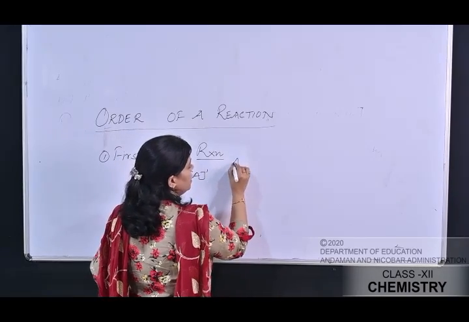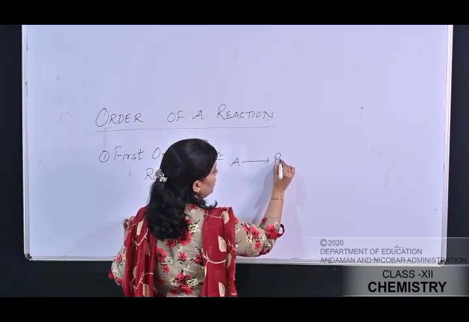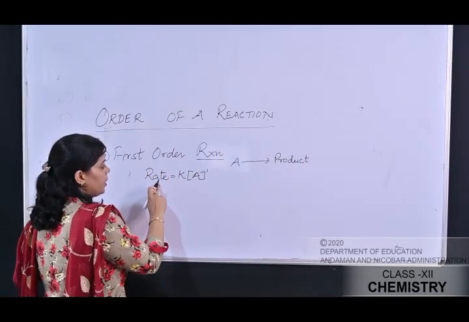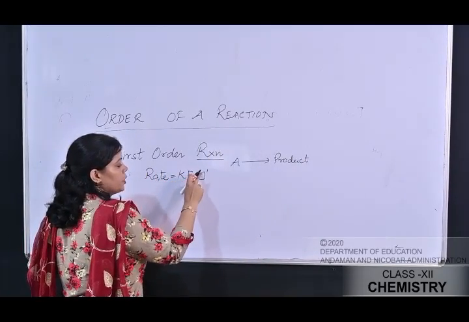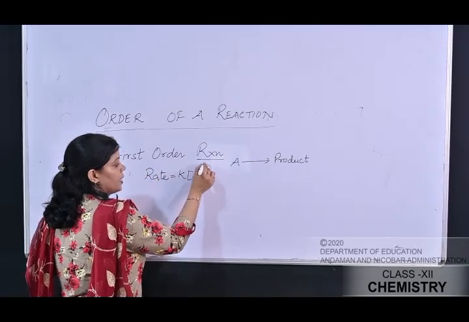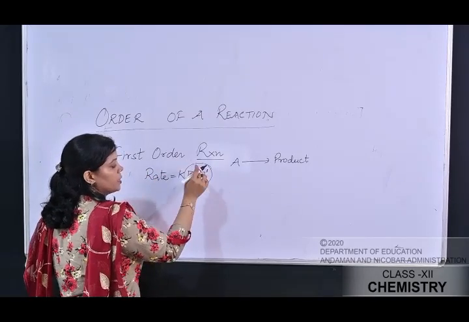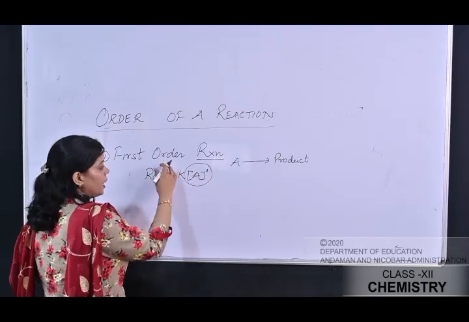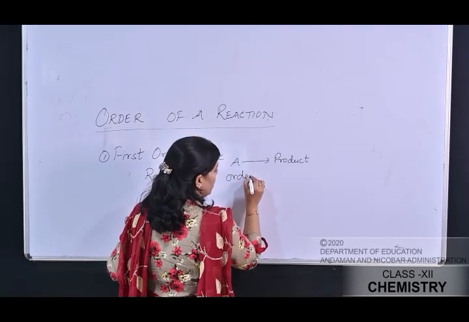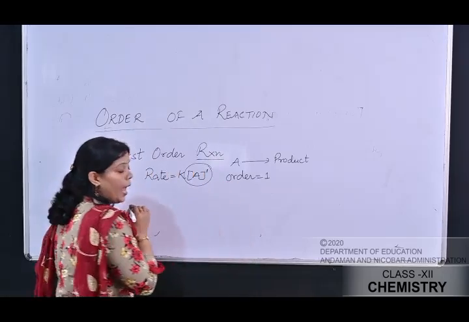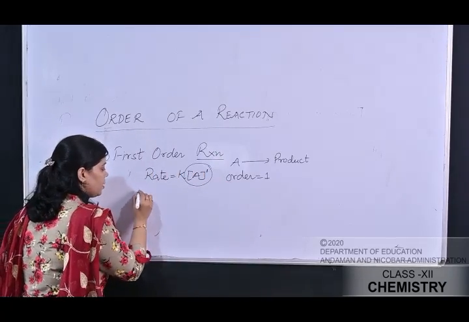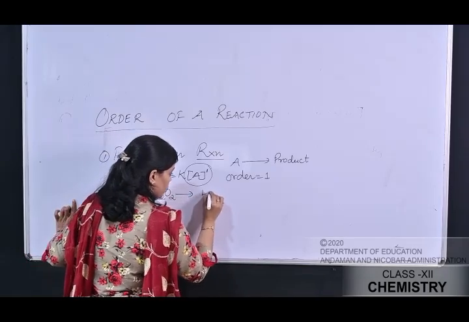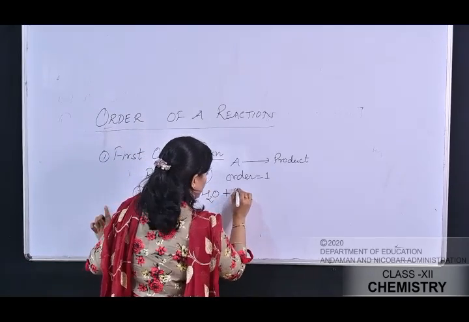For this we take a general example: A on reacting gives the product. For this reaction we can write the rate expression, that is, rate is equal to k, concentration of A raised to power 1. Here the concentration is raised to power 1, meaning the sum of the powers of the concentration terms present in the rate law expression is equal to 1. That reaction is named the first order reaction. Here the order is equal to 1. The first example of first order reactions is the decomposition of hydrogen peroxide to give H2O plus O2.